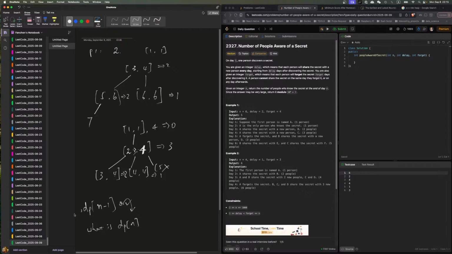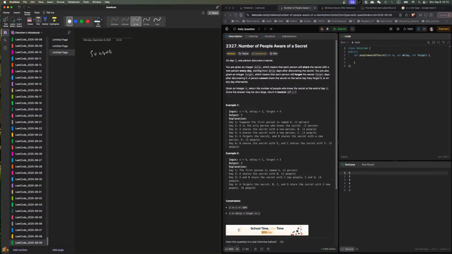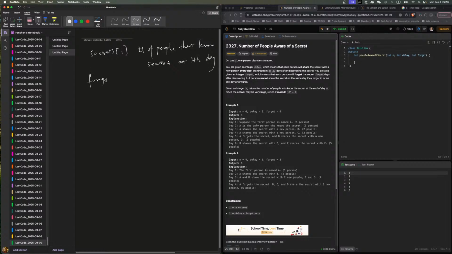So maybe we can have, let's say, secrets[i] is the number of people that know the secret at the ith day. Forgets[i] is the number of people that forget at the ith day.